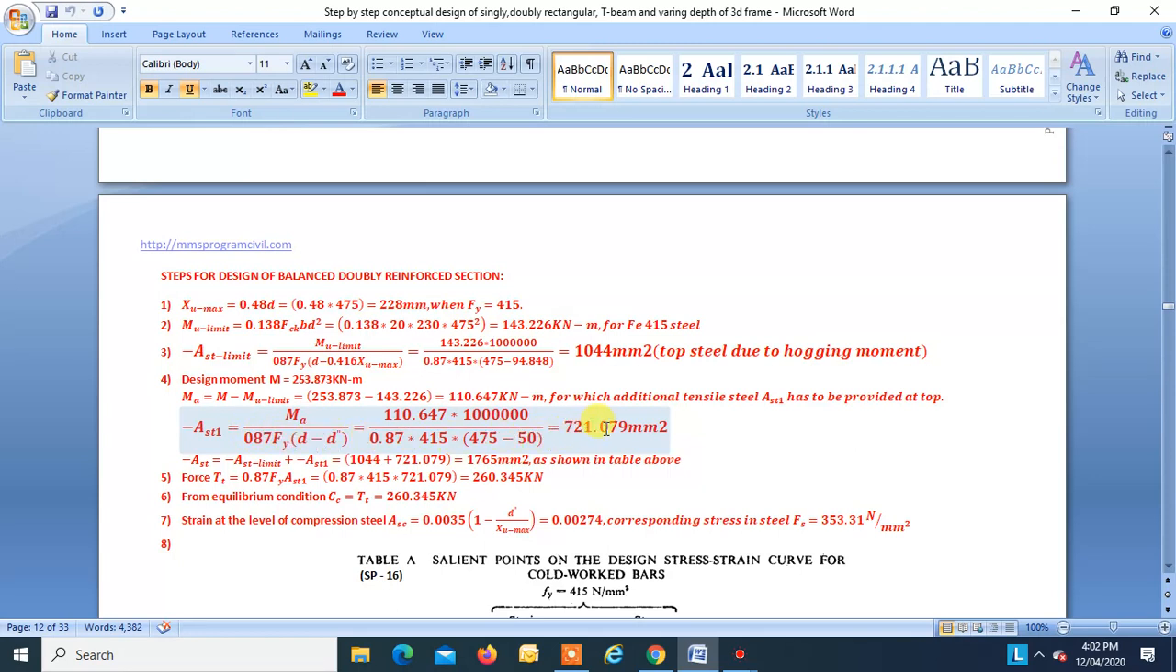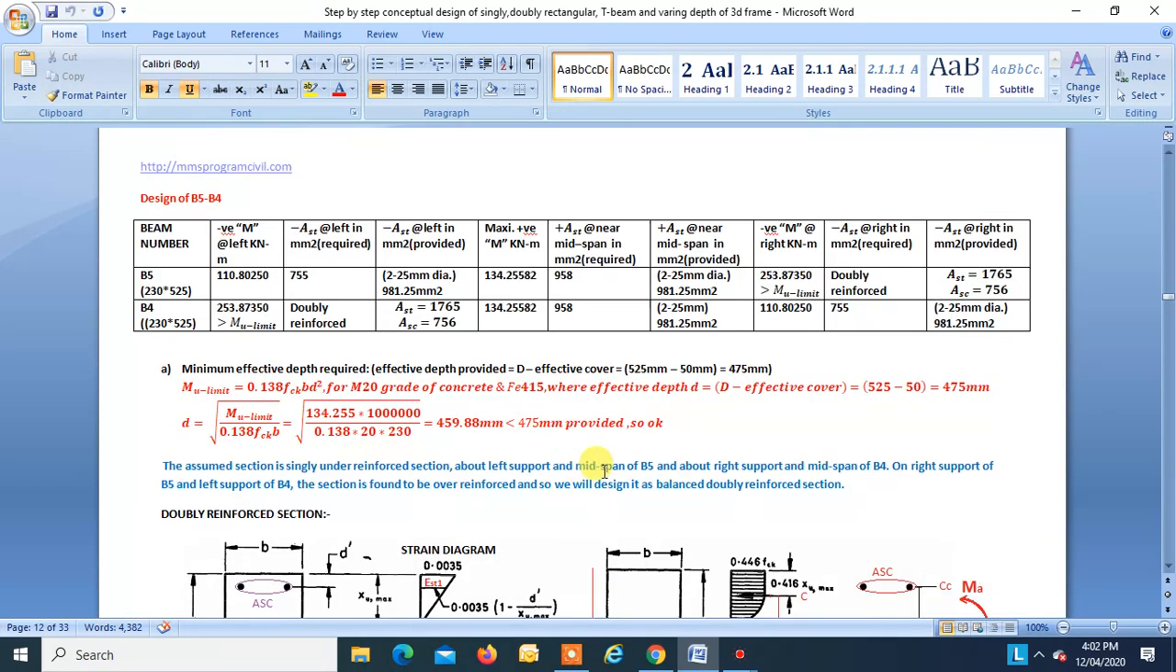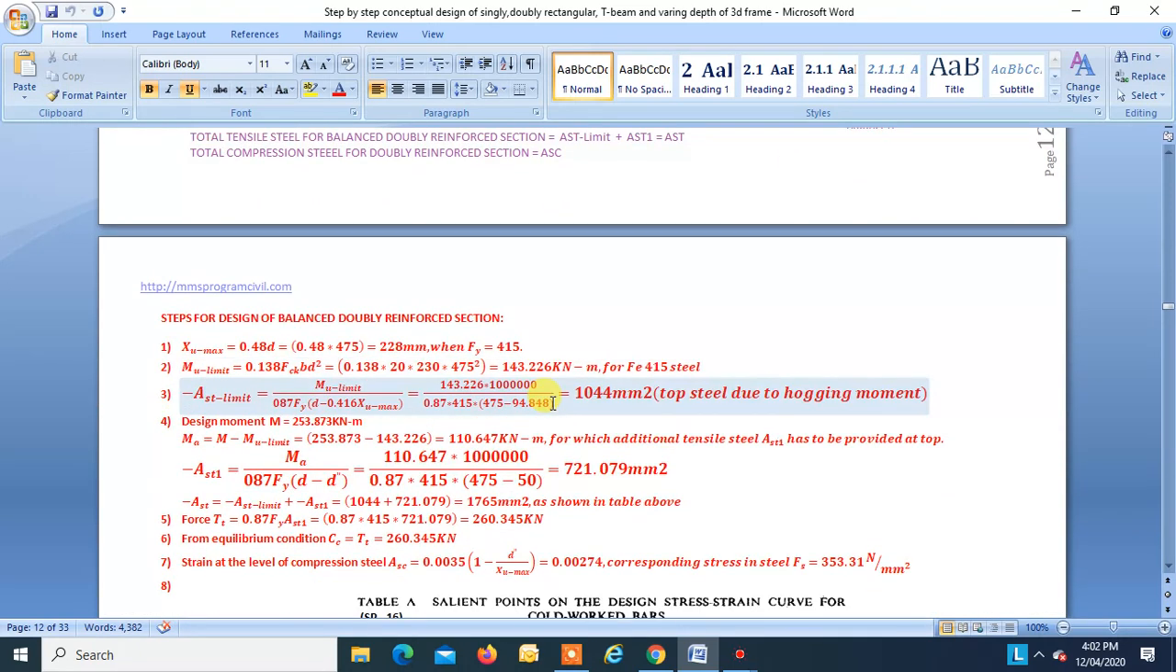So that is equal to 721.079. When you add this and when you add AST limit, you get total AST, that is 1756. Okay, this is how we got 1756 over here. So this is how we found AST.